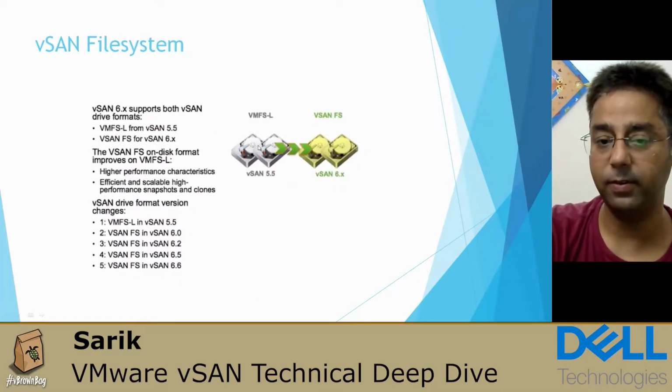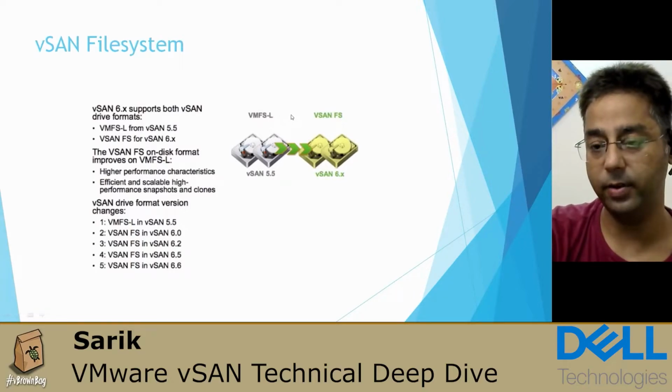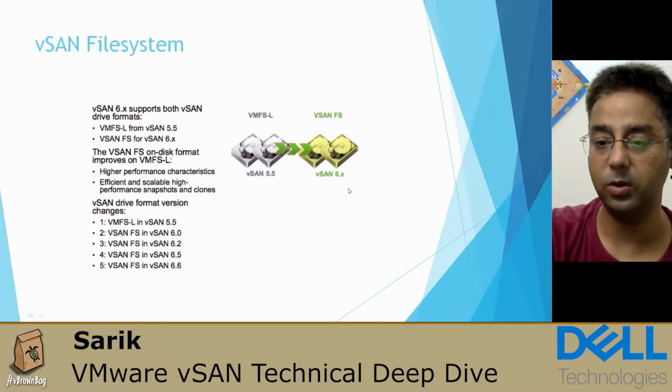We have the vSAN file system. In 5.5, we had the VMFS-L file system. Now from 6.x, we have the vSAN file system. So we can see it in 6.0, 6.7.